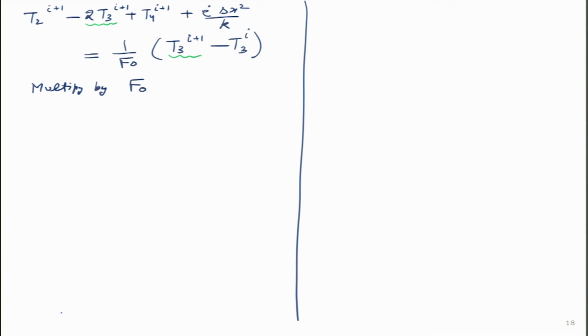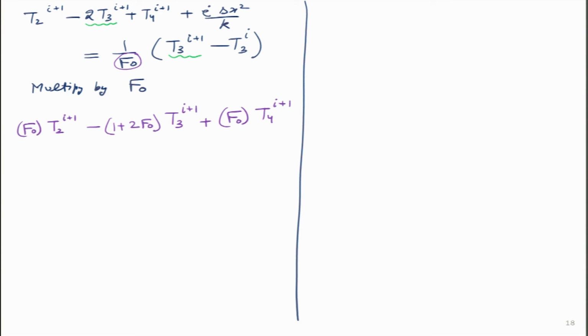So, what does the first term over here become? It has a coefficient now, Fourier, so Fourier multiplied by T2 i plus 1. What does the second term become? I take a Fourier over here, multiply, then I add a 1 to it. So, I will get 1 plus twice Fourier into T3 i plus 1. So, this is my second term. Then T4 will simply be multiplied by Fourier. So, this is T4 i plus 1.